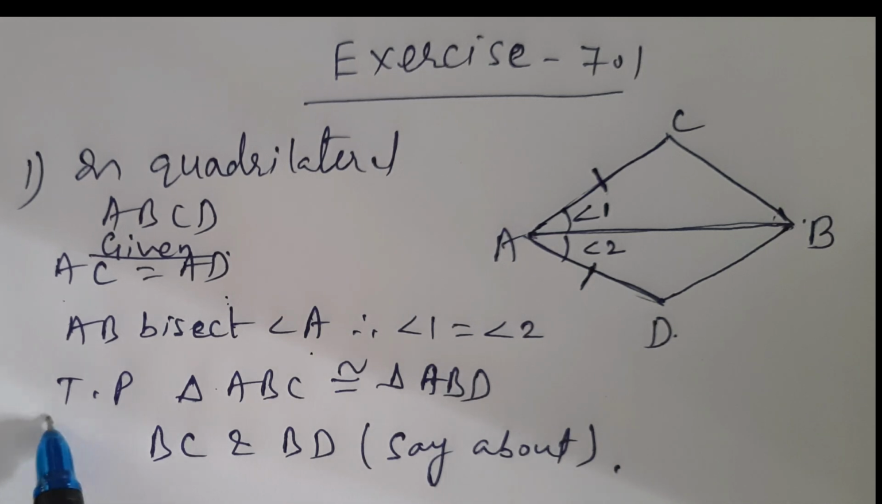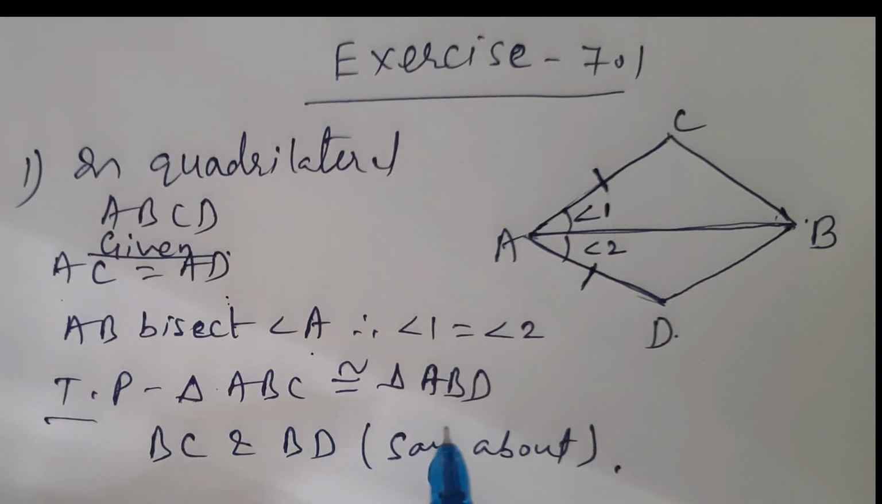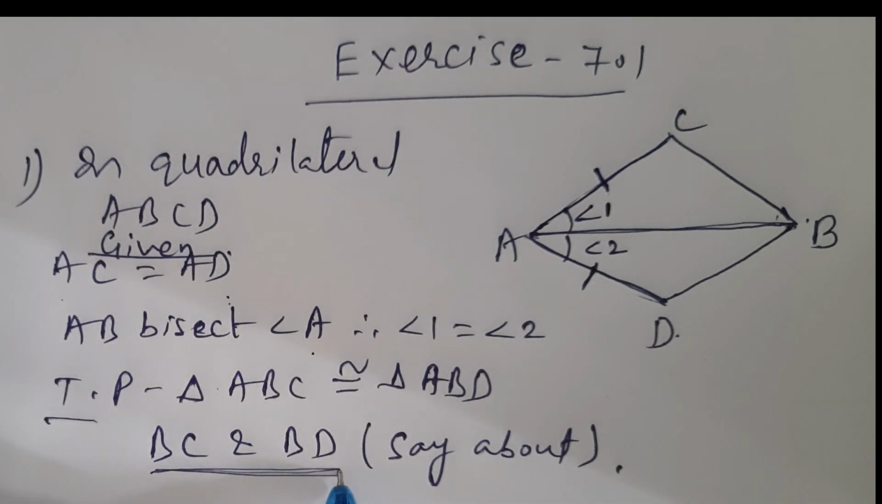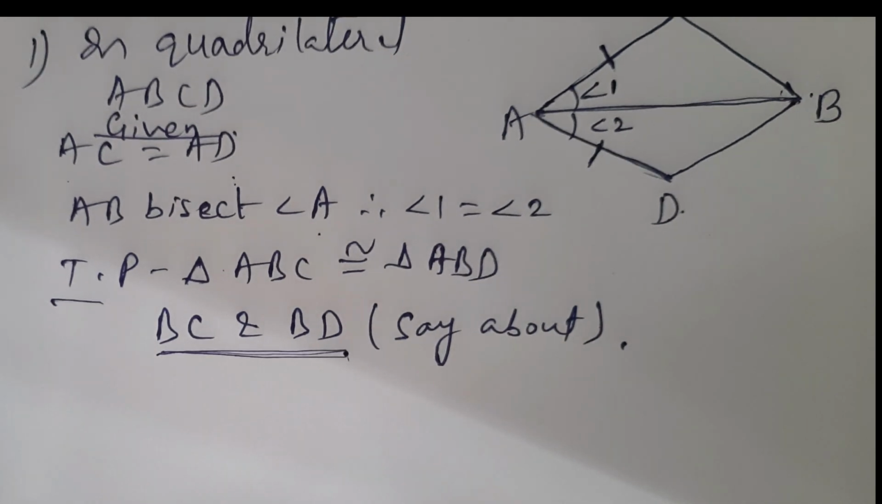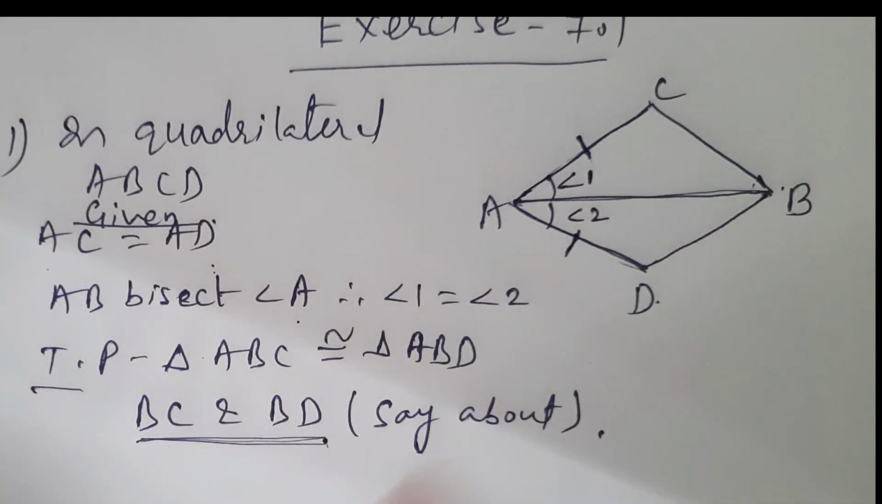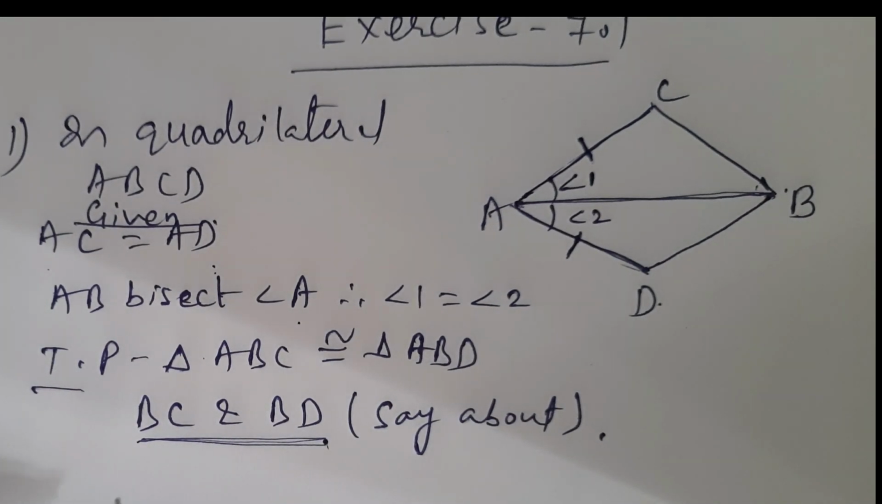Now we need to prove triangle ABC is congruent to triangle ABD. And what can we say about BC and BD? So this is the question. So let's start with the solution. Now here two triangles are there. So we'll start our solution as per that.